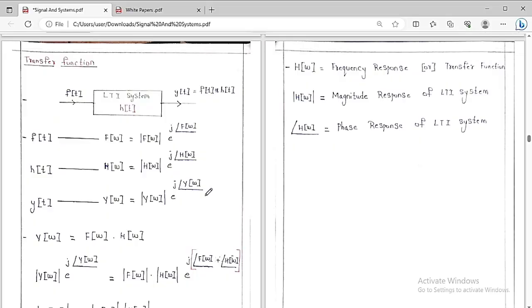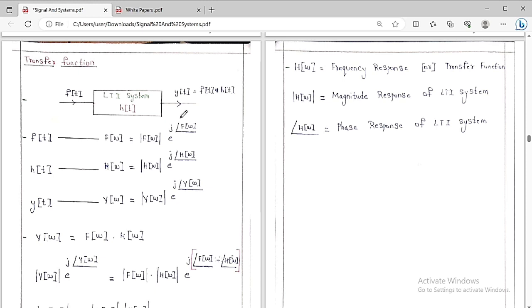Now we are going to discuss another concept which is called a transfer function. Listen carefully. Suppose there is an LTI system. An LTI system is a linear time invariant system, so it satisfies the linearity property as well as the time invariant property. For this LTI system, the impulse response is h(t).